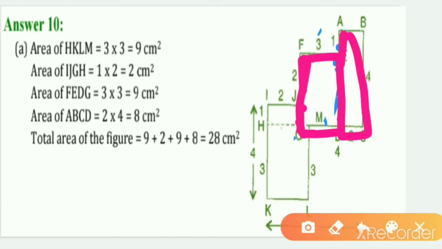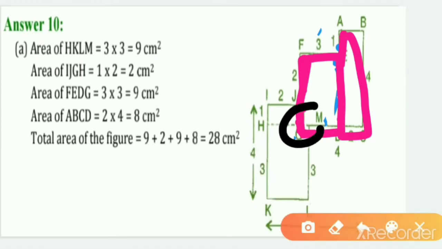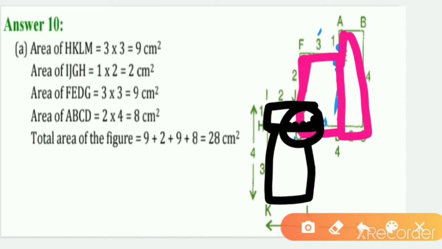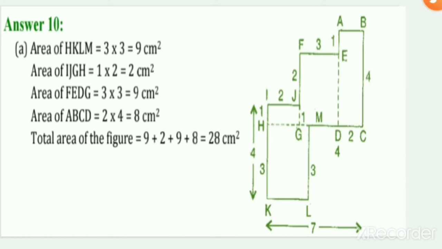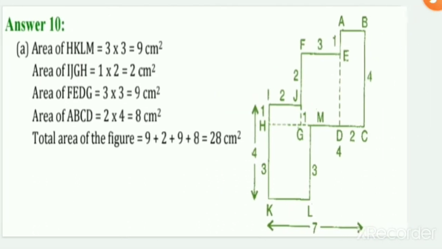Now what happened? As we have constructed the dotted lines in this portion, this will also be joined with those dotted lines and it will make another rectangle. This is the left rectangle and this is another rectangle. So we have here 4 rectangles, right? Yes. So it is very easy. First we will look for this rectangle which will help you here.